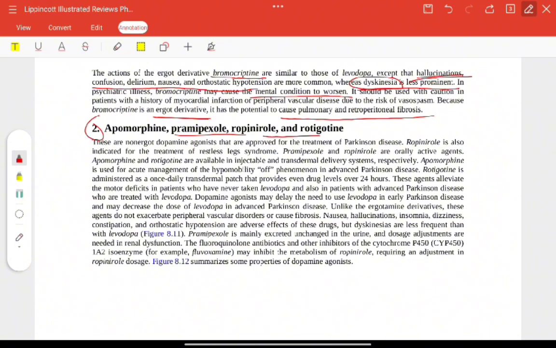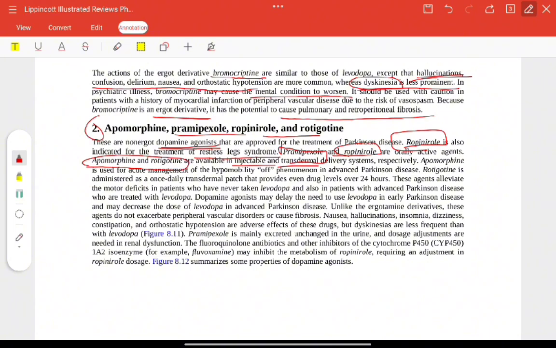Next, apomorphine, pramipexole, ropinirole, and rotigotine. These are non-ergot dopamine agonists used in the treatment of Parkinson's disease. Now, first ropinirole. This is also indicated for RLS, restless leg syndrome. Pramipexole and ropinirole are orally active drugs. Apomorphine and rotigotine are available as injectable and transdermal patches.